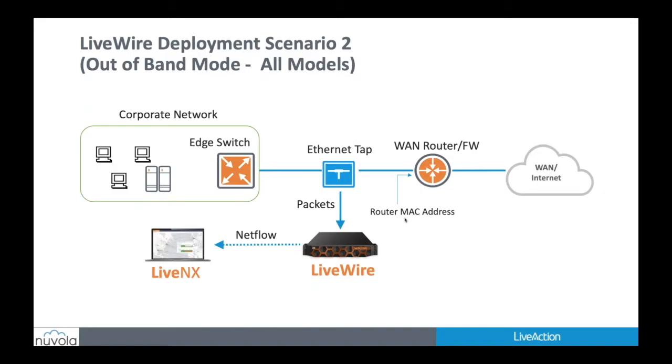Of course, there are other methods as well. A more traditional method may be that you use an Ethernet tap, or you're using a span port from a router, and you're copying packets directly to the LiveWire, and then the LiveWire is simply set up. So this is the other method which you could use for deploying the system. So the solution is flexible in terms of how it can be deployed in a customer's network. This is what we would call out-of-band mode.